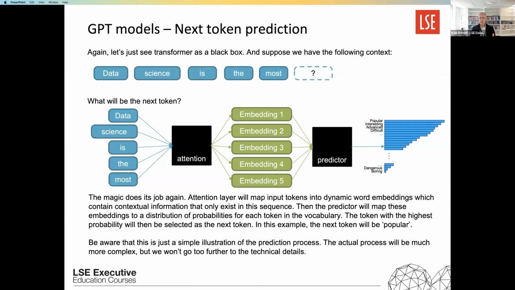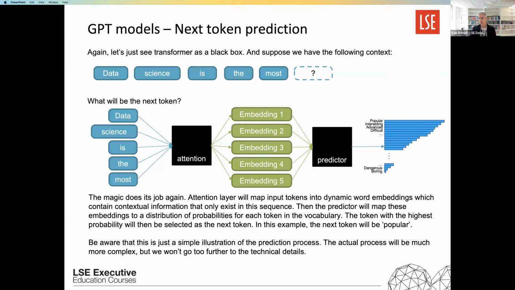This word embedding layer is a layer in a network that gets mapped into what's called a predictor. And this predictor produces a probability distribution over words that will be the most likely next word in the sequence. And in this example, the next token, as we can see in this probability distribution over here, where the longer horizontal bar represents a longer probability, the next word in the sequence would be popular. And then interesting, then possibly advanced. There would need to be another word.